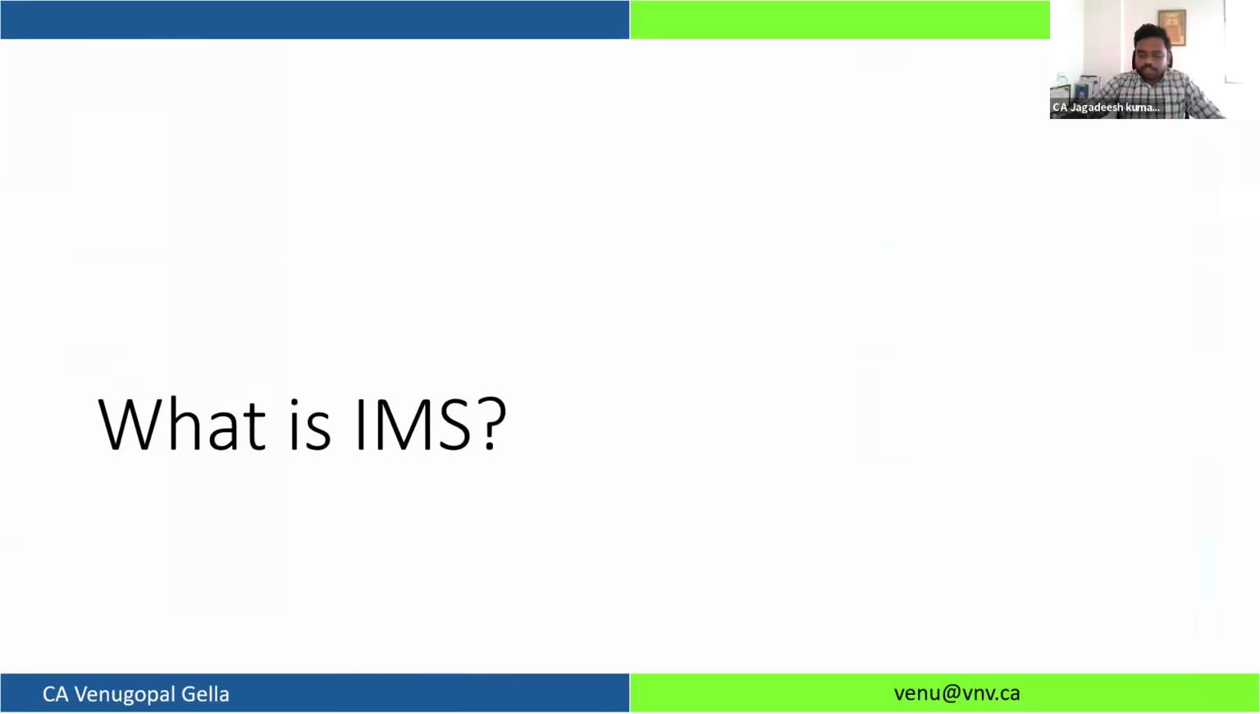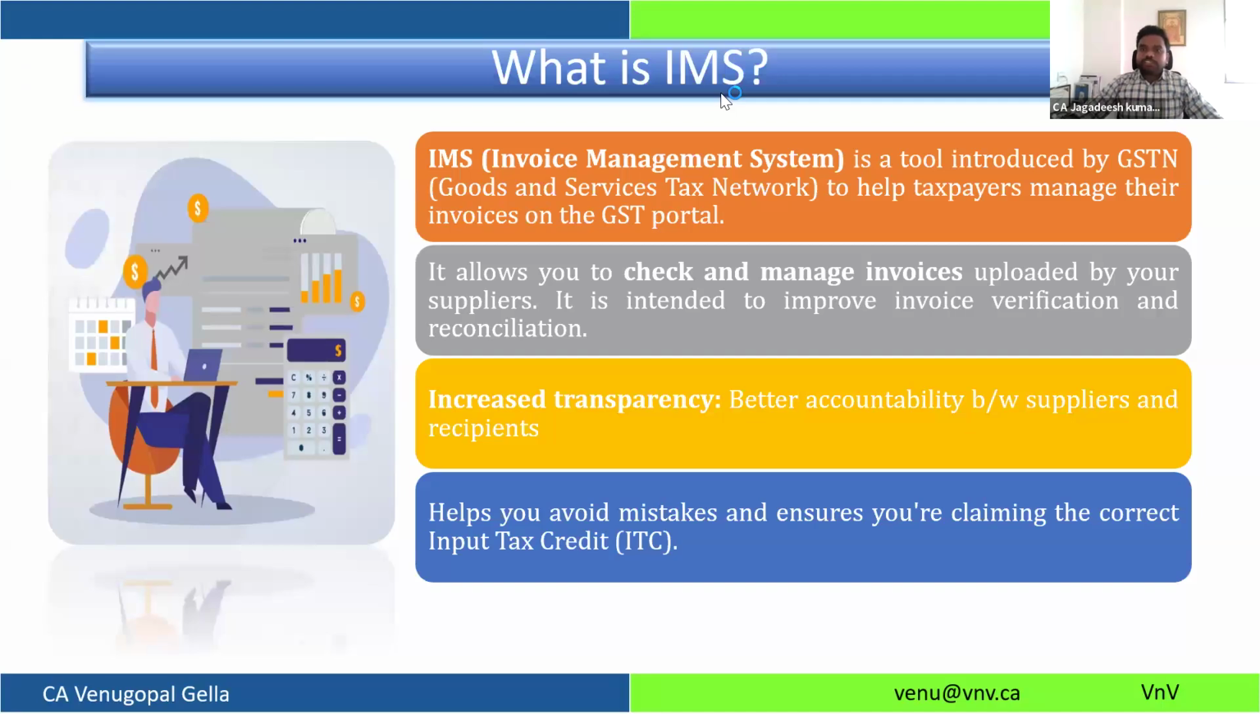Now coming to the IMS. We all know that from October 2024 onwards, they have implemented this IMS, Invoice Management System. Before going further, first we'll understand what is IMS. IMS is a tool which was introduced by the GSTN to help taxpayers manage their invoices in the GST portal. Till now, we don't have control in managing the invoices which we receive from our supplier. So this IMS will help the recipient to check and manage invoices uploaded by your supplier. It increases accountability between suppliers and recipients.